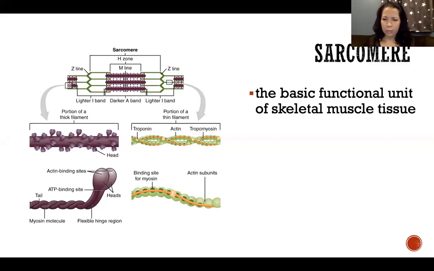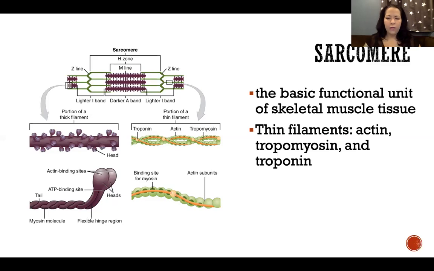Okay, so sarcomeres are the basic functional unit of skeletal muscle tissue. It's the smallest level of muscle tissue where we have contraction. If we break a sarcomere down into its parts, we no longer have anything capable of contraction. So that's why we call it the basic functional unit.